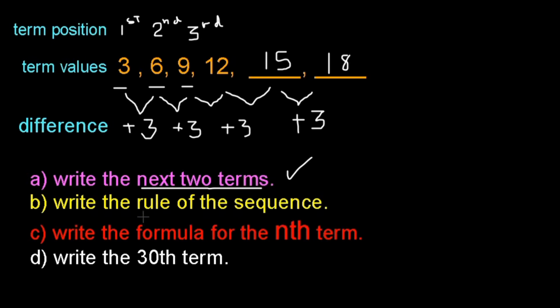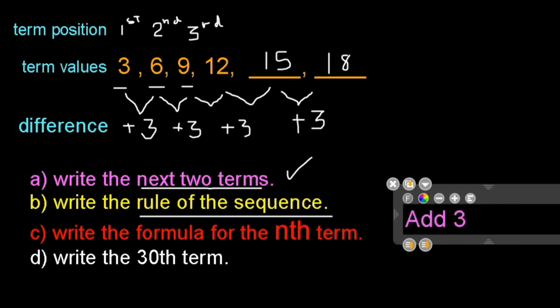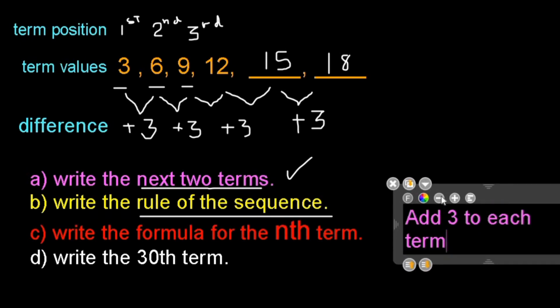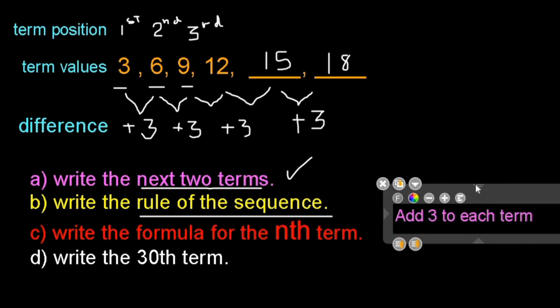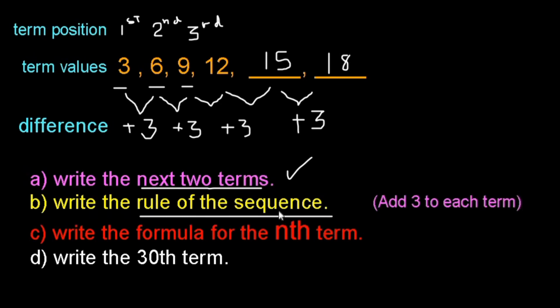Now let's come to part B, write the rule of the sequence. The rule for finding each consecutive number here is that we are adding 3 to each term to get the next term. So basically the rule says add 3 to each term. This is the rule for this sequence. So we have done part B. Now let's come to part C.